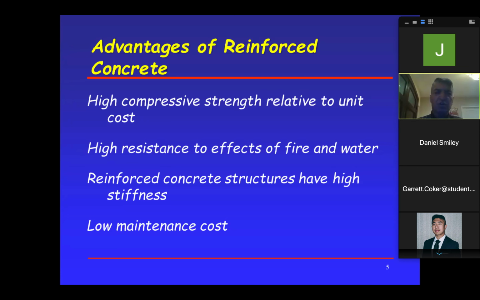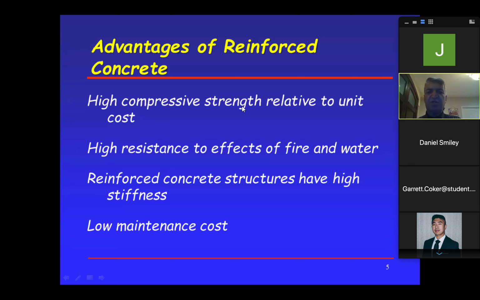All right. So what are the advantages of reinforced concrete? High compressive strength related to unit cost. Concrete per se is a cheap material. A cubic yard of concrete costs about $80 to $90, I believe, somewhere around that. And just to give you a perspective of that, a concrete truck carries about 9 cubic yards. And every cubic yard is about 80 to, call it, $100. So a truck of concrete costs $900, roughly. So it's not expensive.